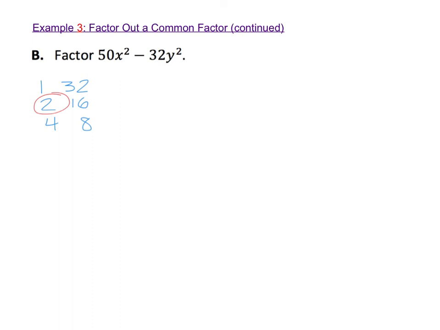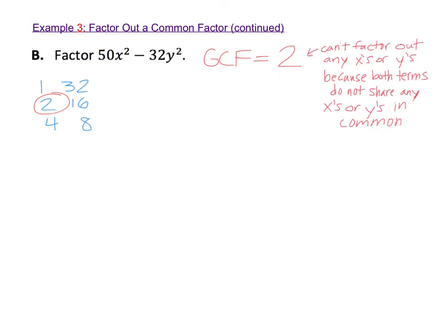Now for the variables, notice that the first term has x squared and the second term has y squared, but they don't have any letters in common. So our GCF is just the number 2. You can't factor out any x's or y's because both terms do not share any x's or y's in common. And remember, to be part of the greatest common factor, it has to be a factor of all of the terms. My first term has x to the second, but my second term has y to the second. There's no variable that they both share in common, so our greatest common factor is just going to be a 2.